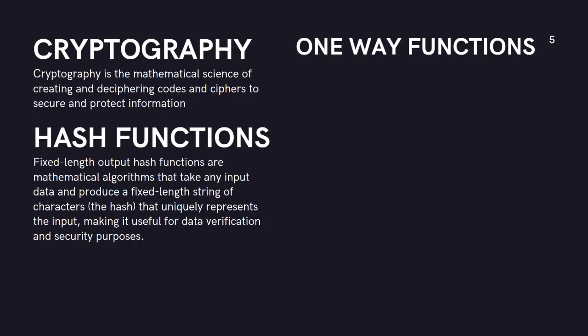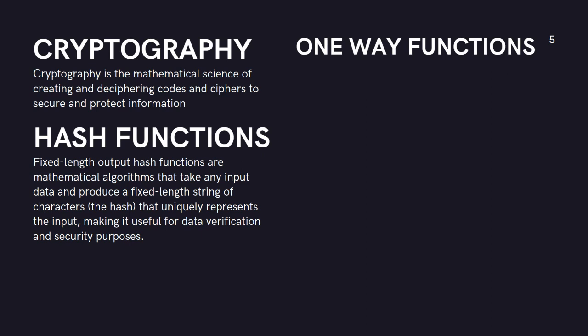Coming to the next part, we discussed cryptography and hash functions. What is cryptography and what are hash functions? Cryptography is a subset of maths which usually deals with ciphering and deciphering of codes to secure and protect information. These mechanisms are mostly used in defense related purposes and also in security purposes where you want to pass the data but don't want to reveal the data to everyone.